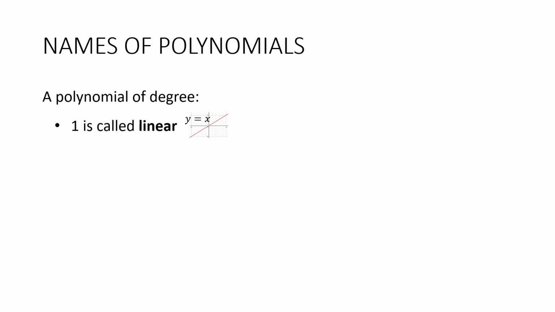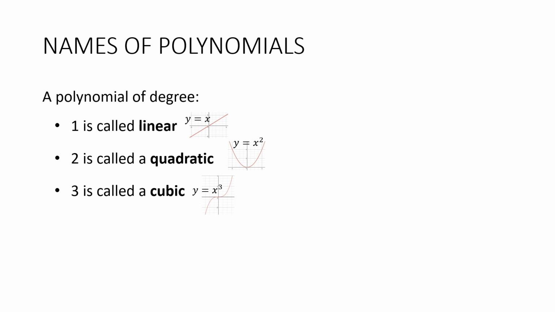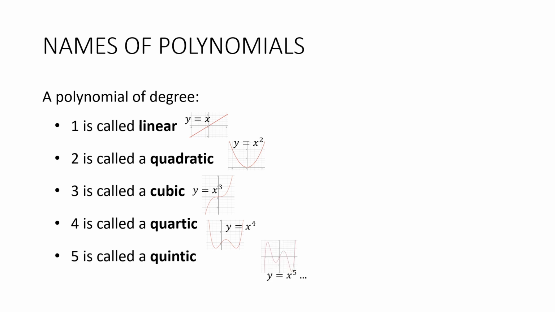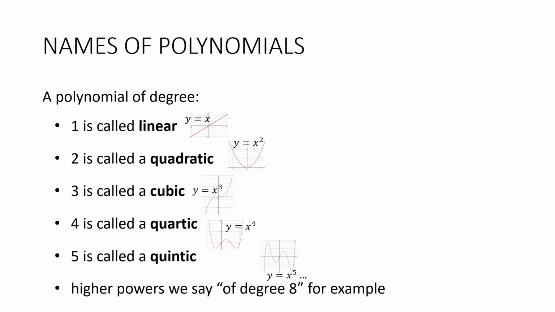Now we do have names for a few of the polynomials. The first one, degree 1 is called linear. It's a straight line. Degree 2 is called quadratic. Degree 3 is called a cubic. Degree 4 is called a quartic. And degree 5 is called a quintic. And anything higher than that, we can just say of degree 8, for example.